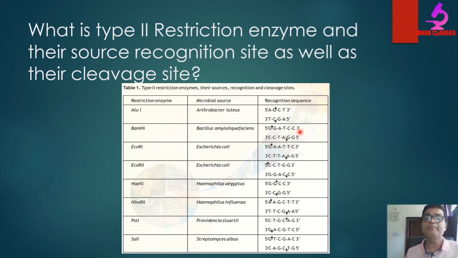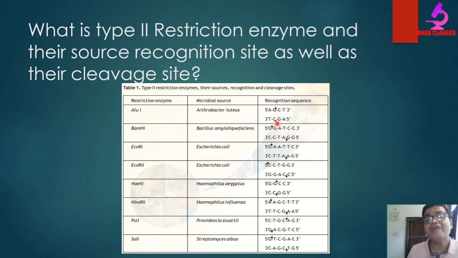This is known as the palindromic sequence. And the arrow indicates the cleavage site. The cleavage site for each restriction enzyme in the recognition site is fixed. It must be cleaved at a particular site.